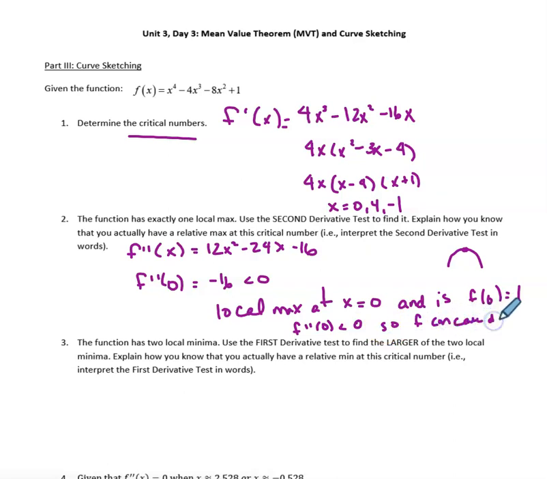And really the only piece of that you must state is that you have a local max because the second derivative is negative. I'm not even going to check for negative 1 because we were told there was exactly one local max, and I've already found it.